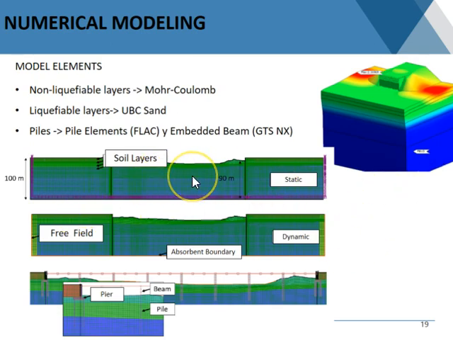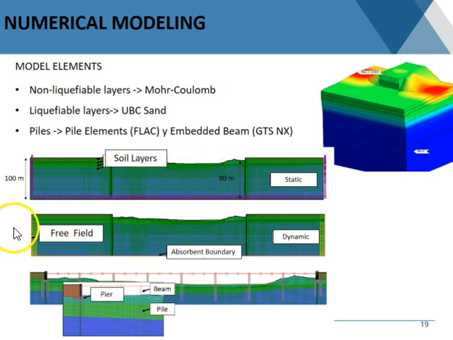Now, this is a view of how the models look. This is using FLAC in this case. You can see the soil layers and the size of the model: 100 meters tall, with the vertical borders away from the bridge, far enough so that the borders didn't affect what was going on with the bridge, and also didn't affect the behavior of the liquefiable material here.